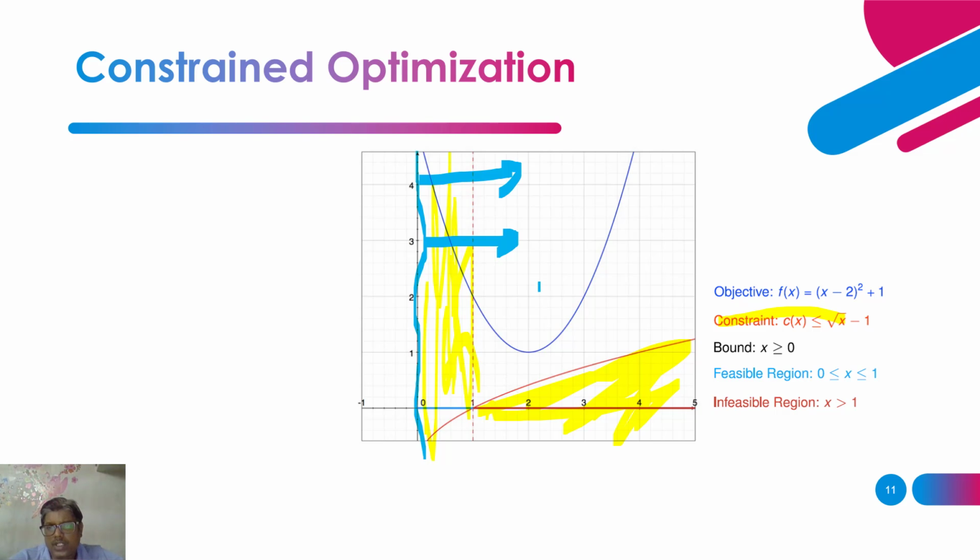When you combine the constraint and the bound together, your feasible region will be, I'll use another color so that we can understand, the feasible region in red. The feasible region is going to be this much. This is your feasible region. That's what it says: x is from 0 to 1. And the rest, x greater than 1, is the infeasible region.